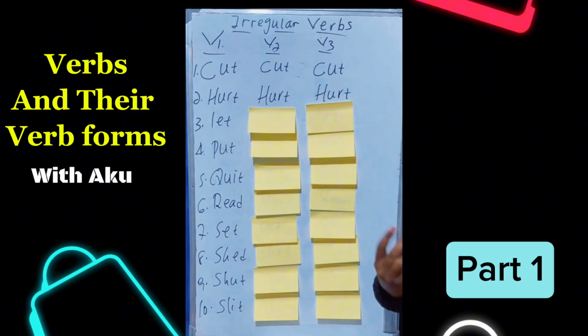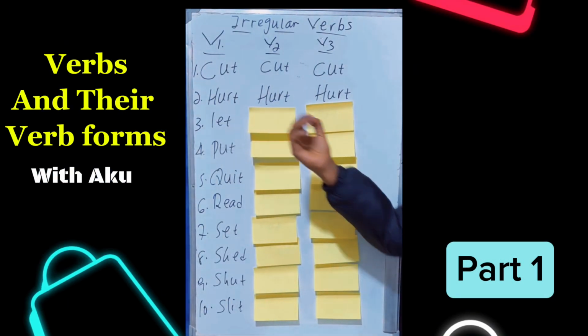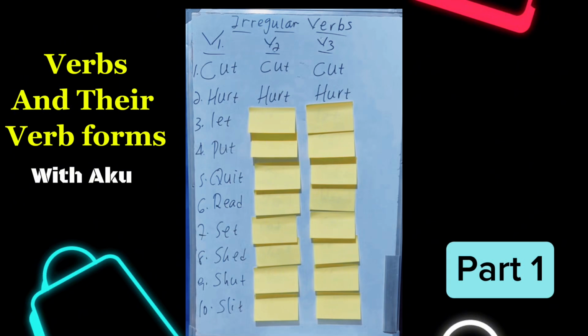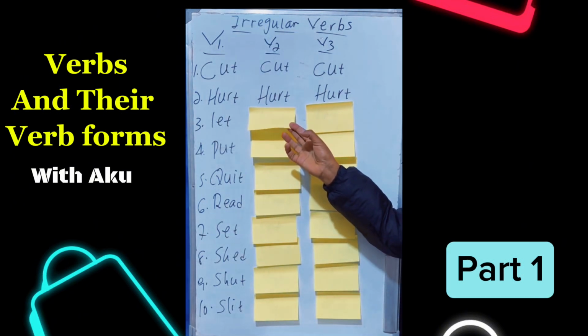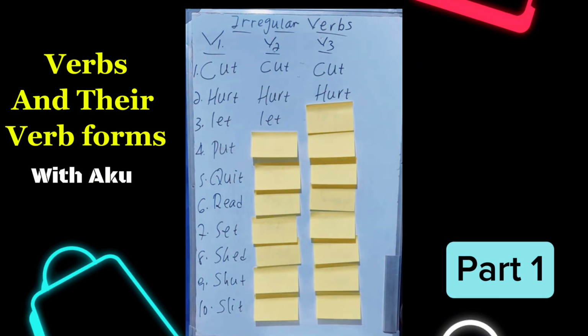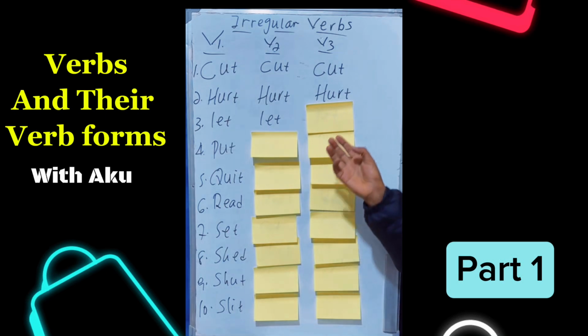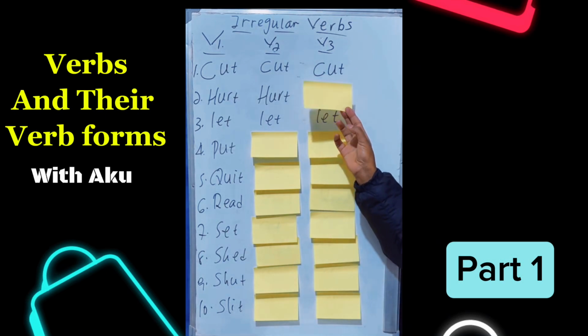What is the verb 2 and the verb 3 form of this verb? Let. Let. Verb 3? Let.